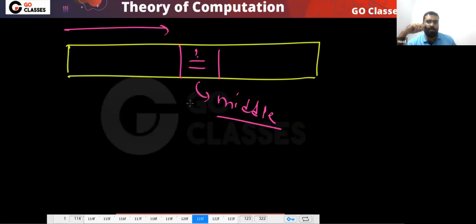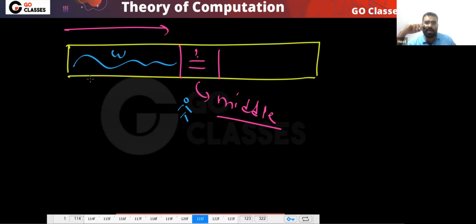But still there is a problem. What is that? First of all, there are two problems here. The first problem is that you have to count this length. First of all, you have to remember this length, yes or no? Because this symbol must be the middle. So you have to remember this length so that you can verify that this is the middle.